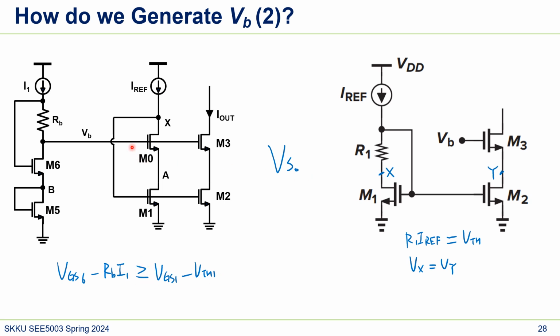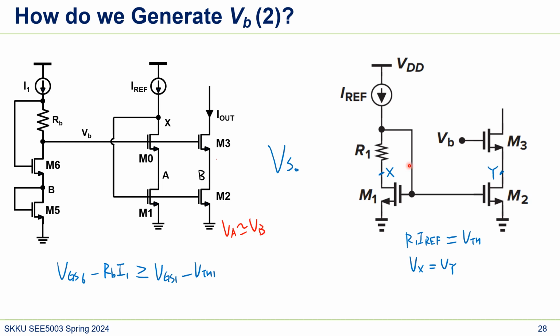And here, since these two are using the same MOSFET, the voltages VA and VB are guaranteed.